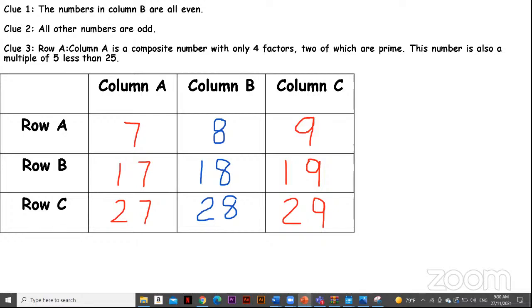It says row A, column A, which is right here. This is row A, column A. Let me go ahead and highlight that. Row A, column A, right here, is a composite number. Now, is 7 a composite number? Is 7 a composite number? We need to figure that out to know if we are on the right track.